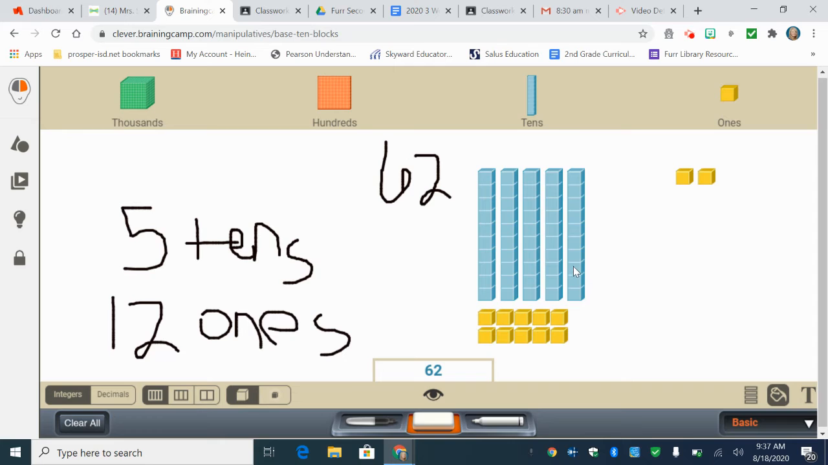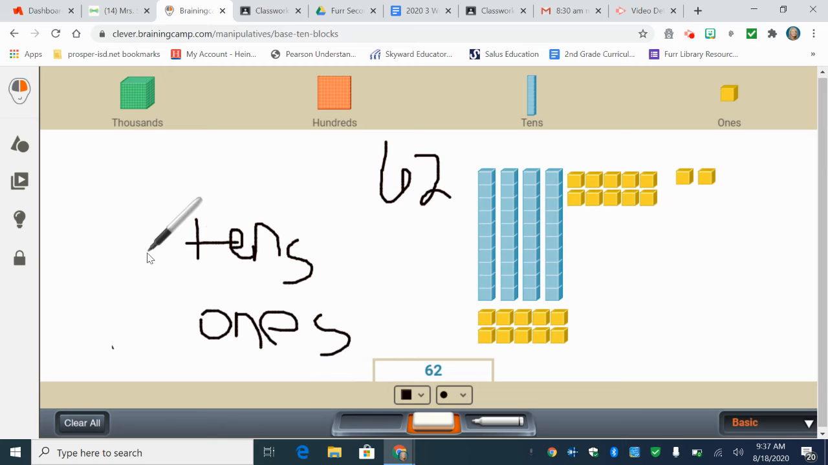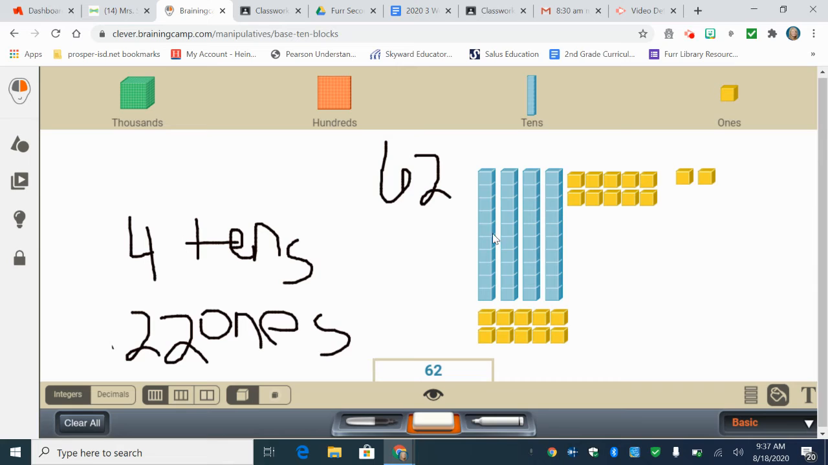Or I could even change it up again and even make another one of these out. So instead, I would have now only 4 tens, but I have 22 ones. Those are non-standard ways to write those numbers. See, I still have the number 62. I still have 10, 20, 30, 40, 50, 60, 1, 2, but I have it in a non-standard form. 4 tens and 22 ones would be non-standard. That's not the way we usually see it, but it still means 62. Let's try another one.